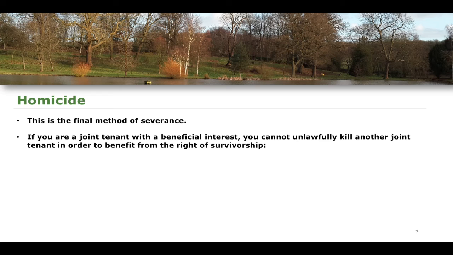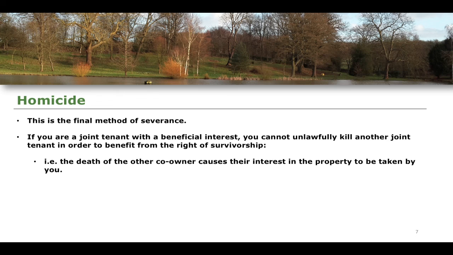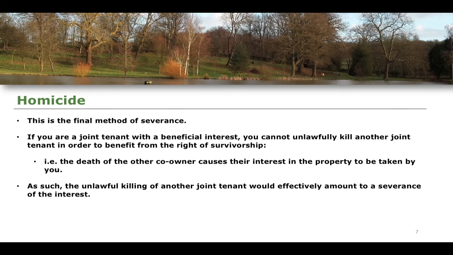So if the right of survivorship applies and you are a joint tenant and you decide that you are going to unlawfully kill another joint tenant for the benefit of being able to take their shares in the property, then this is of course unlawful. The death of another co-owner causing their interest in the property to be taken by you would not actually suffice. And so the result of this means that when you unlawfully kill another joint tenant with the view of benefiting from the right of survivorship, you have effectively severed your interest in the property. There is a severance of the interest as a result of that conduct.